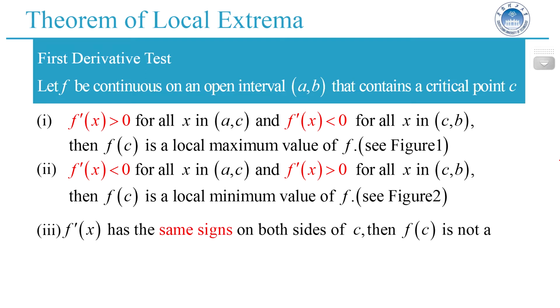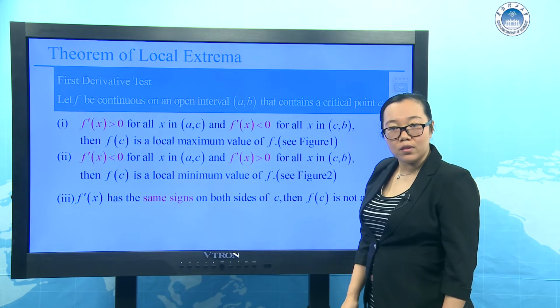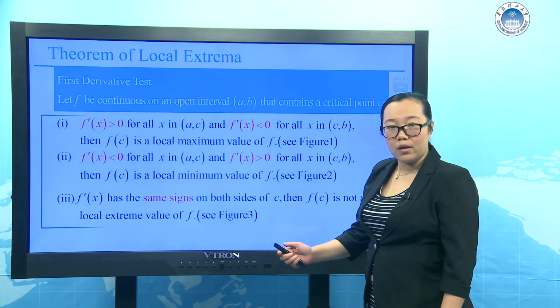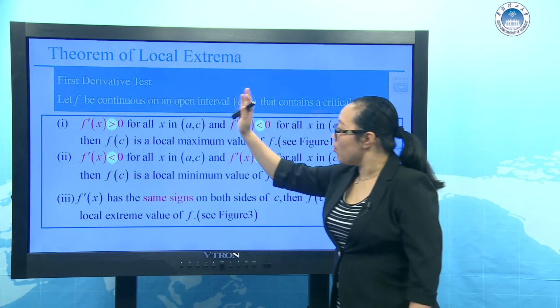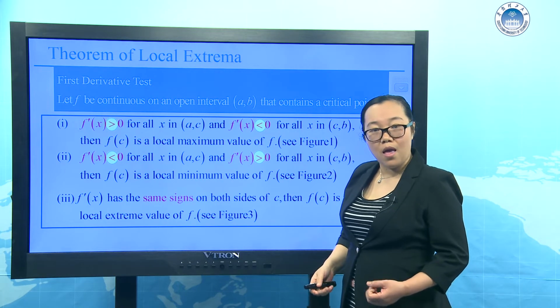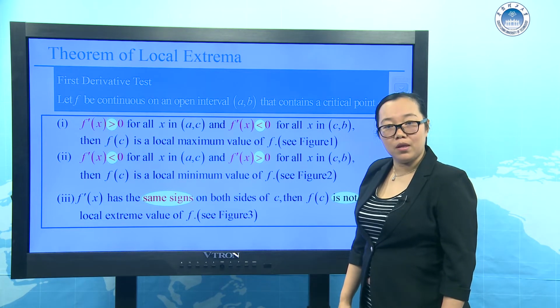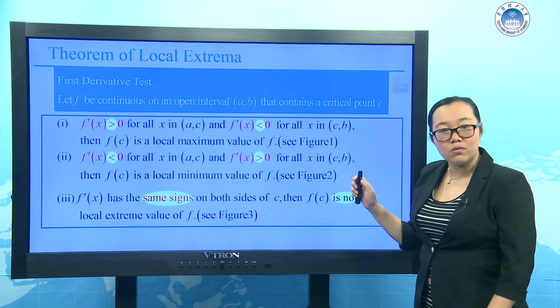If f'(x) has the same sign, meaning both positive or both negative on both sides of c, then f(c) is not a local extreme value of f. Pay attention to the key words. Positive then negative, or negative then positive: at this time it is our local extreme. Otherwise, if it has the same signs, maybe positive, maybe negative, at this time it is not our local extreme value.